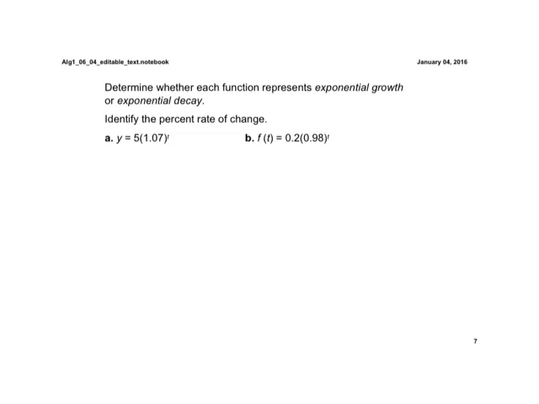We need to determine whether it's growth or decay. Again, we look at in between the parentheses there, we see that number is greater than 1, 1.07. So right away we know that's going to be exponential growth. Now the second part says identify the percent rate of change. So what we're trying to find is that little r in our formula.